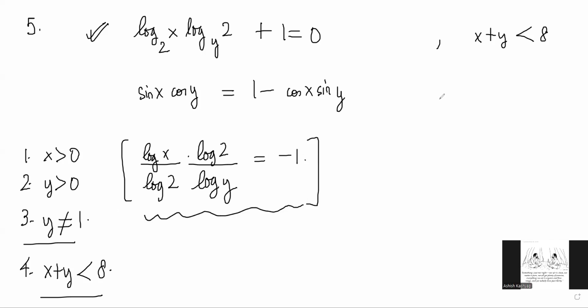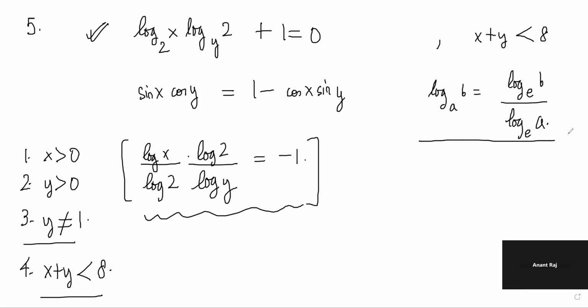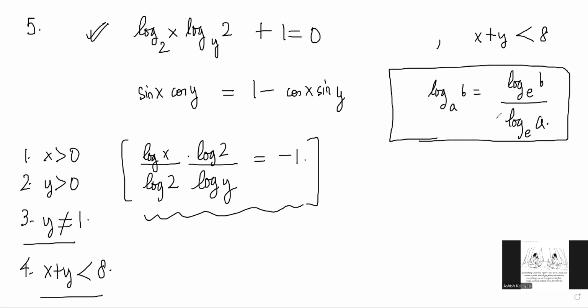In this equation, we are using the property that log base a of b can be written as log b by log a. This is the base change property. You can change from any base to any base like this. So here the base was 2. When you write base e, you don't need to write the e also. You can keep writing it like this. So this is base e, actually. And this gets cancelled and you're getting log x is equal to minus log y.